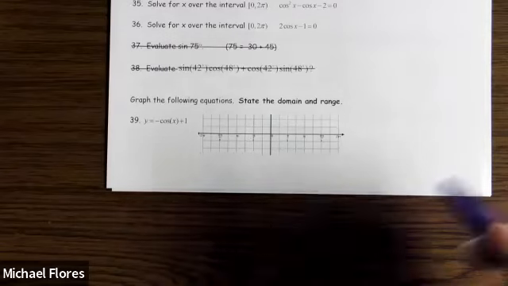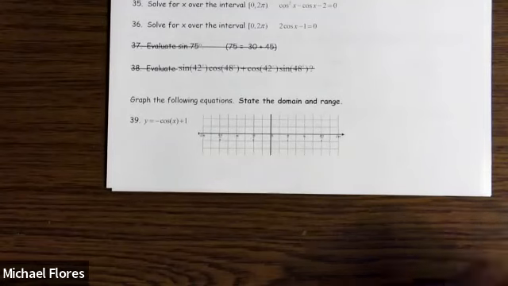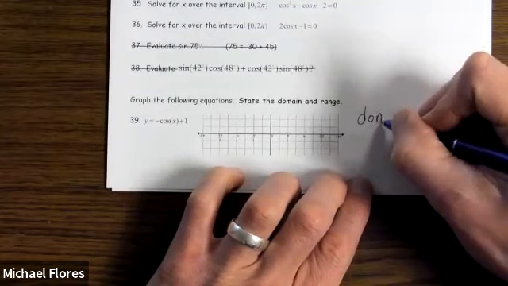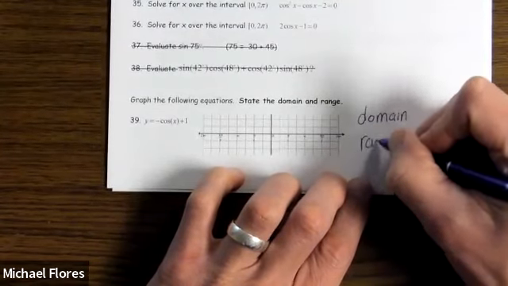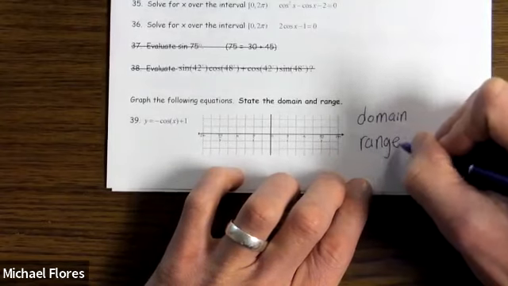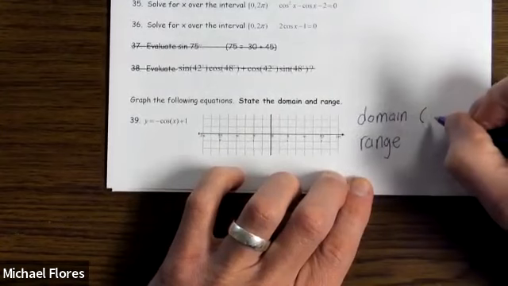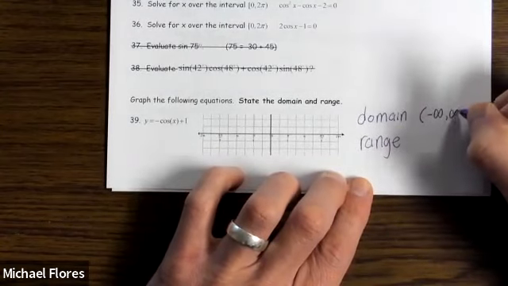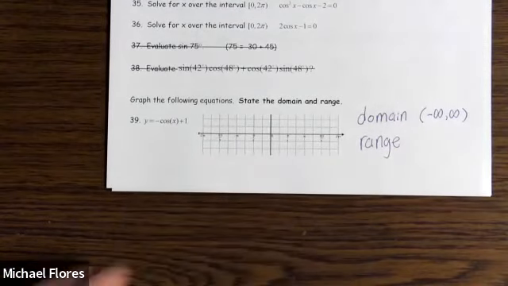Example 39. State the domain and range and then graph the following equations. I'm going to write domain and range over to the side because I'm probably going to forget about that if I don't. Domain's pretty easy. Your domain for cosine and sine functions are all real numbers, or negative infinity, positive infinity. And we'll wait and do the range in just a moment.